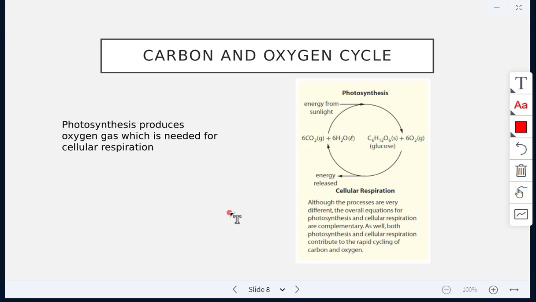So photosynthesis, again, produces oxygen gas, which is needed for cellular respiration. And so we see the top half of this is showing photosynthesis, and then the bottom half is showing cellular respiration. What we're seeing here is that the overall equations for both photosynthesis and cellular respiration are complementary. And they both contribute to that rapid cycling of carbon and oxygen.